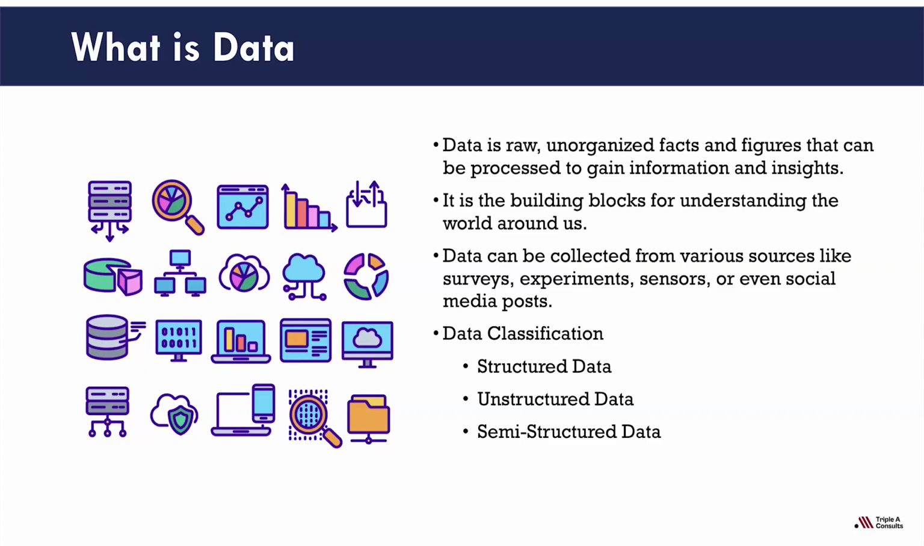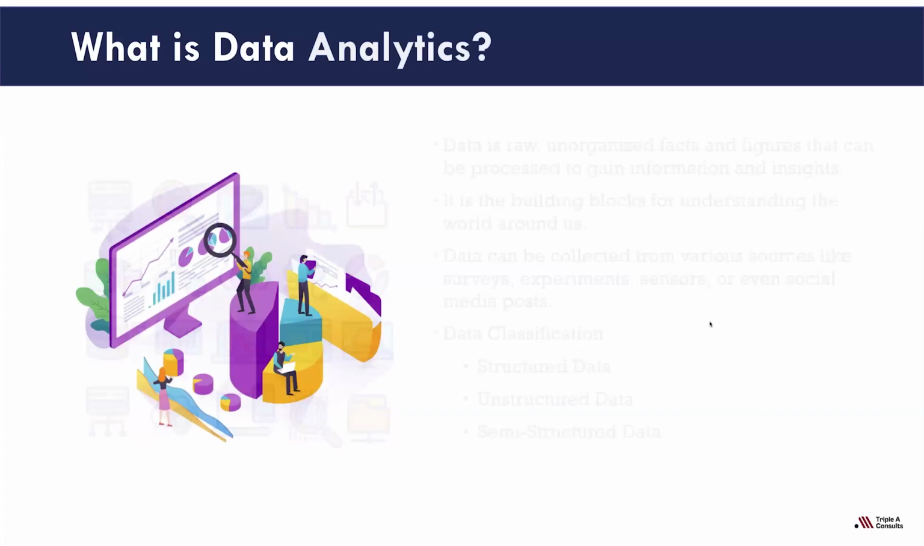So these are examples: social media posts, emails, images, videos, and audio files. These are all examples of unstructured data. Semi-structured data is the type of data that has some form of organization, but not a rigid schema. I don't want to go complex, but for those who understand JSON files or XML, that is a good example of semi-structured data.